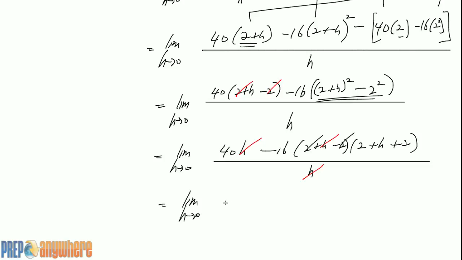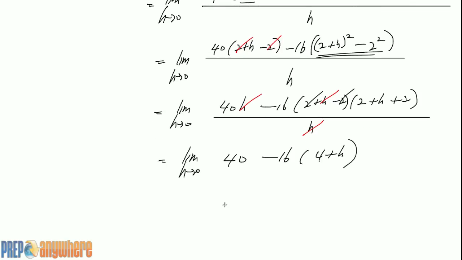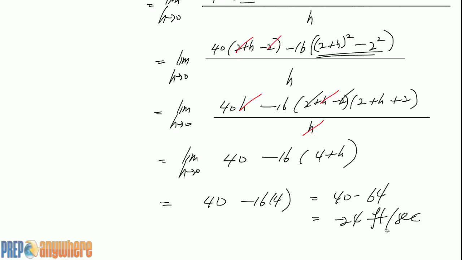Okay, so let me just copy down what I have now. 40 minus 16(4 plus h). Now if we replace h with 0, we get 40 minus 16 times 4, which is 40 minus 64. So minus 24 feet per second.